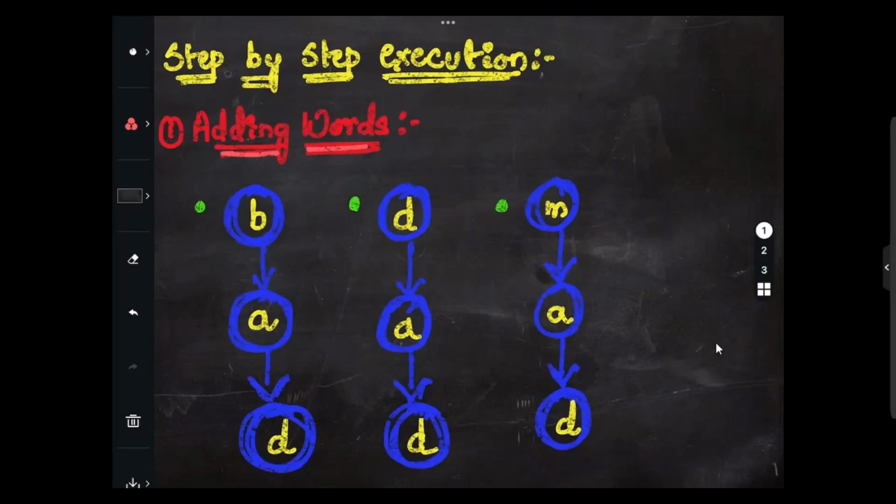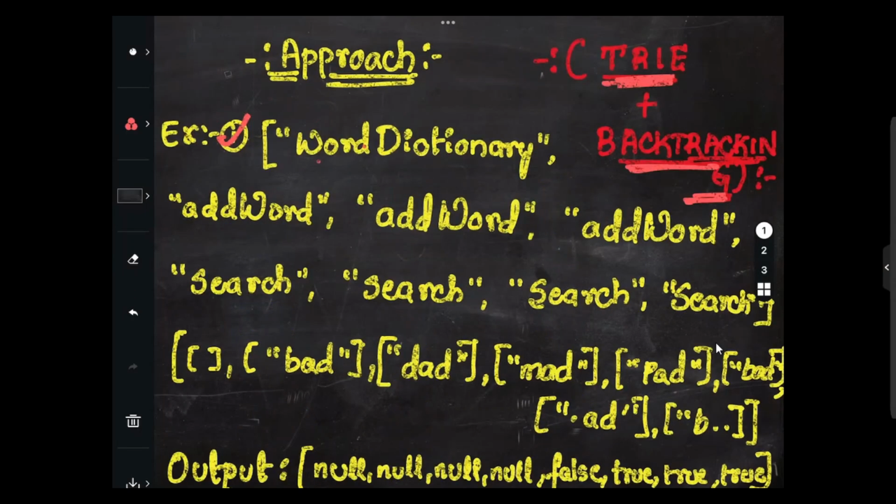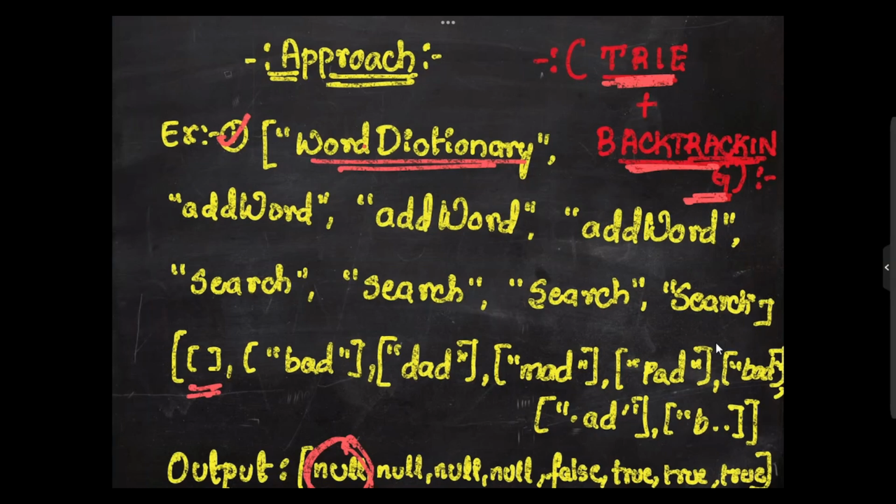First thing is adding the words. In this case, the word dictionary call returns null. Why is this null? This is the initialization part basically. I have already said this: for word dictionary and add word, the return value is null. Only for the search do we have a boolean return value. Just keep this in mind.